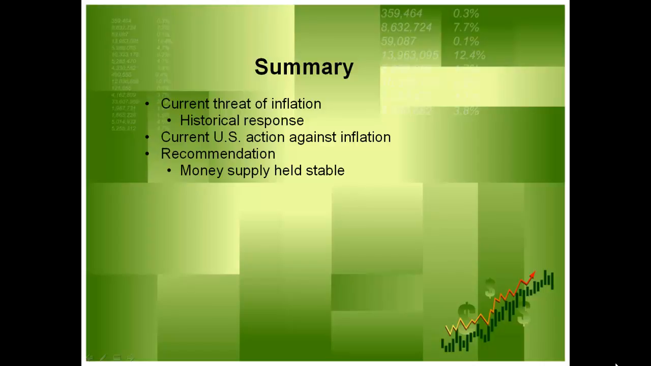Based on what happened during the first major price inflation in the late 1920s, it is our recommendation that the money supply be held stable. With the increase in the money supply, the U.S. faces high rates of inflation, and decreasing the money supply too much may cause a recession that can take decades to overcome.